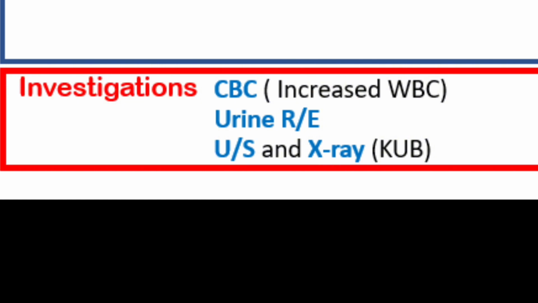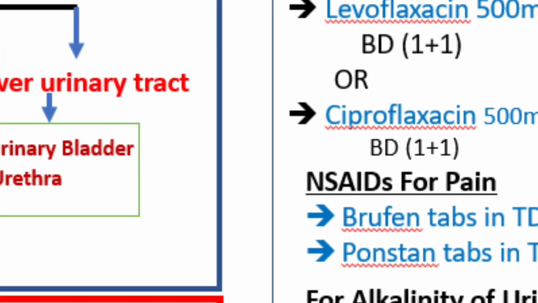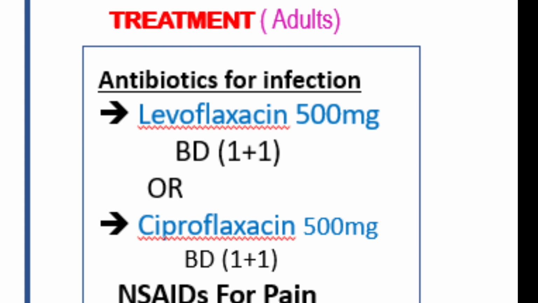After confirmation of UTI, now we will treat the patient. If the patient is an adult, meaning the patient's age is more than 18 years, we will advise the patient treatment in tablet form. For infection, we will prescribe antibiotics like levofloxacin 500 mg in BD and cephaloxacin 500 mg in BD. BD means twice a day.